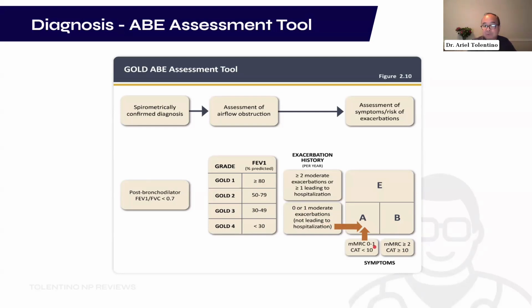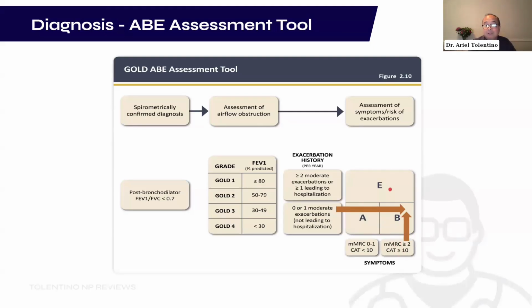symptomatology scores from those instruments. If it is coupled with an mMRC of 0 to 1 or a CAT score of less than 10, then that would point to an A category or A grouping. And if this exacerbation history and hospitalization history is coupled with an mMRC of greater than or equal to 2, or a CAT score of greater than or equal to 10, then that would be a B grouping category.